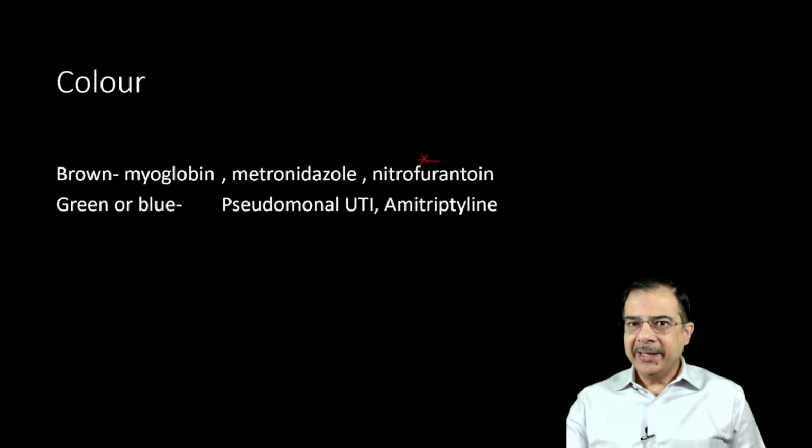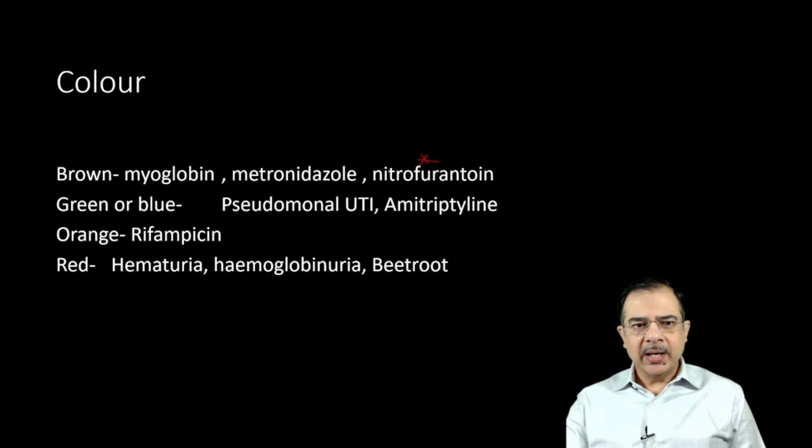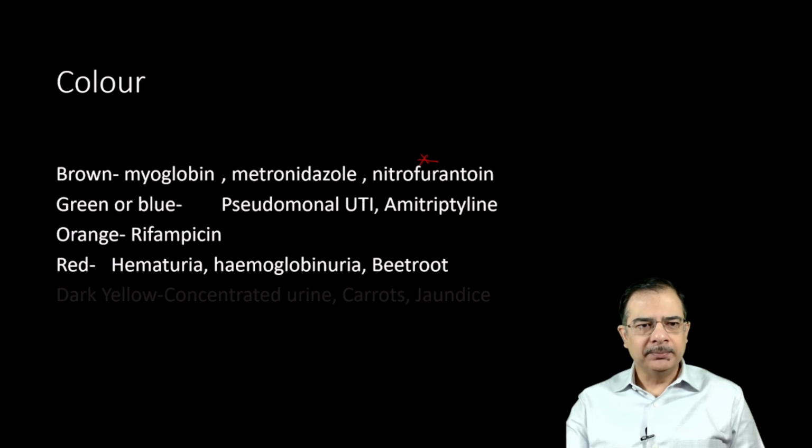Green or blue color is due to UTI caused by Pseudomonas infection or intake of amitriptyline. Orange color is due to rifampicin, that is ATT. Red color is due to hematuria, or it can be hemoglobinuria or intake of beetroot. So we will identify how to differentiate whether that is true hematuria, or due to hemoglobinuria, or due to beetroot ingestion. There can be a red color urine.